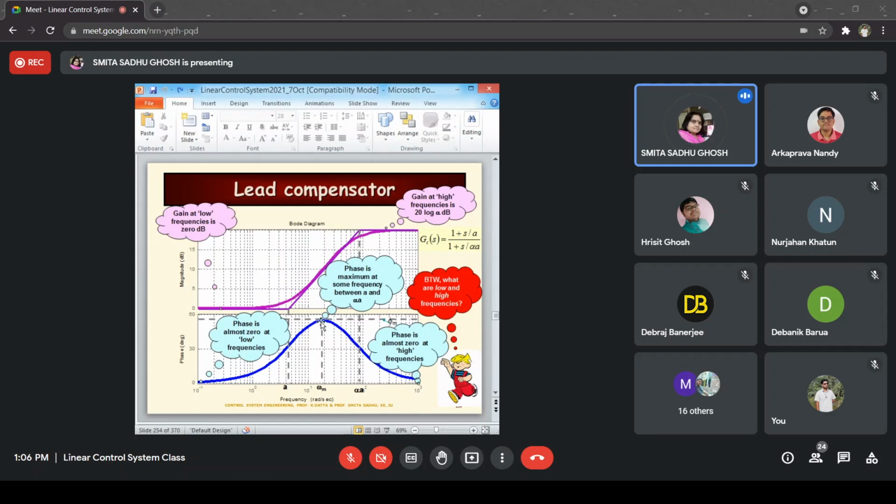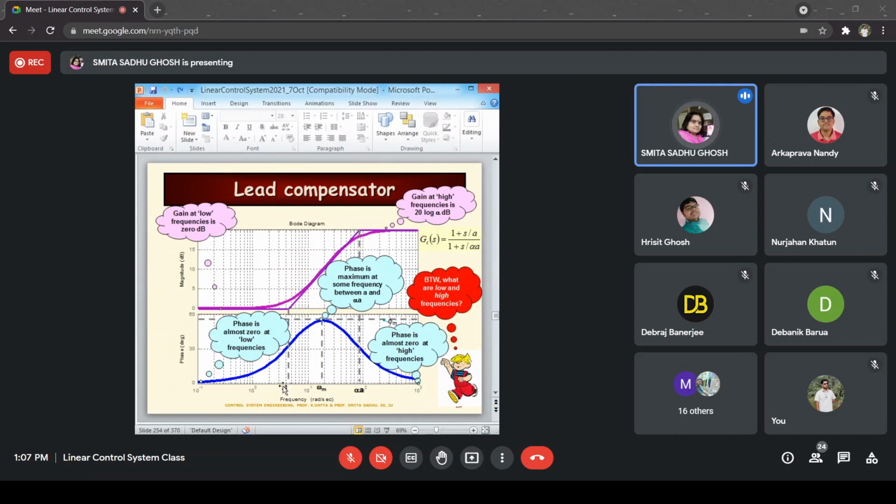Now, just by looking at the plot and from symmetry, because there is only one pole and one zero in this particular transfer function, the plot is going to be symmetric in nature. Symmetric in nature means what? This is the corner frequency A and this is the corner frequency alpha A. From this point to the next point, it is going to rise up uniformly and then fall uniformly, in the sense that the maximum phase is going to occur actually midway between these two frequencies, that is A and alpha A.